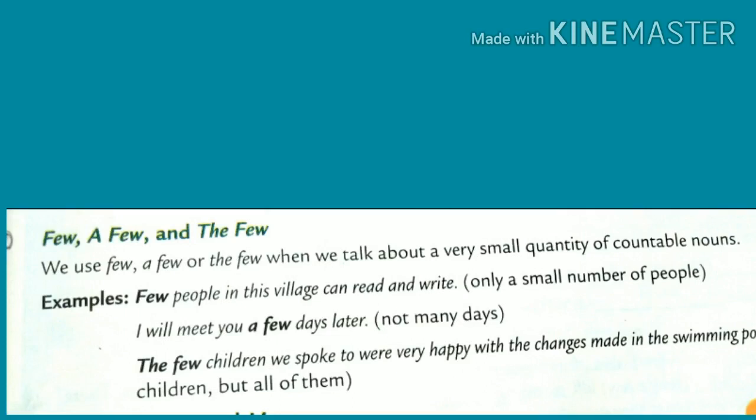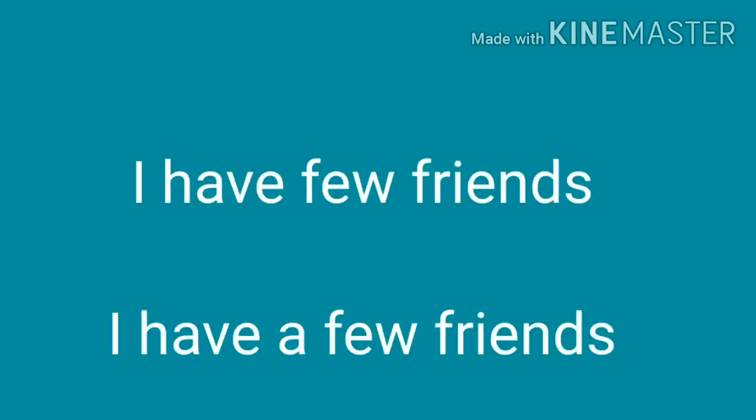Now we can see the differences for few, a few and the few. These three also remain the same pattern like little, a little and the little. But the major difference is we use little for uncountable nouns, but we use few for countable nouns. The same as little, few means not many people or things. Example, I have few friends, which means I do not have many friends. Yes, this few is used to say that there are not a lot of people or things to refer.